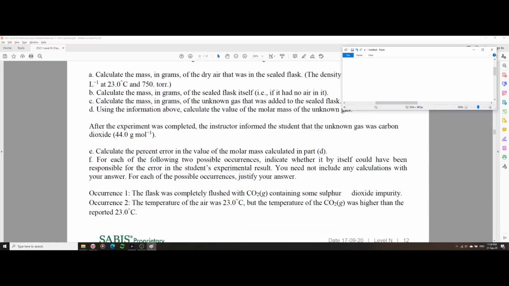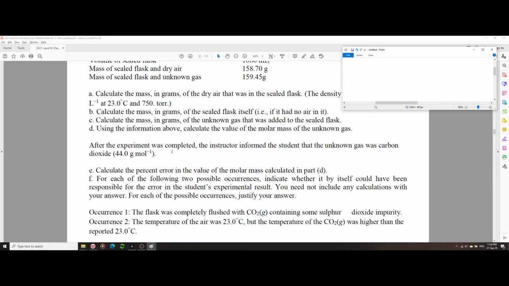Okay. Now parts E and F. I'll give you some time to do these because they weren't shown on the screen. So take a few seconds to do them.